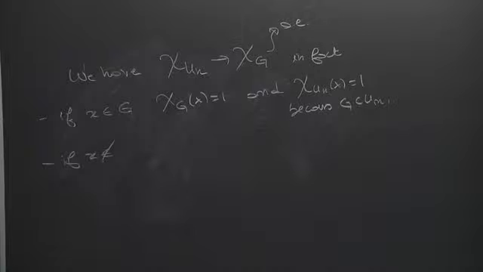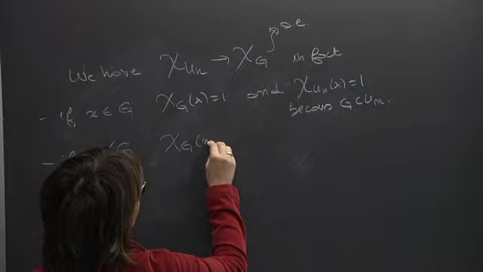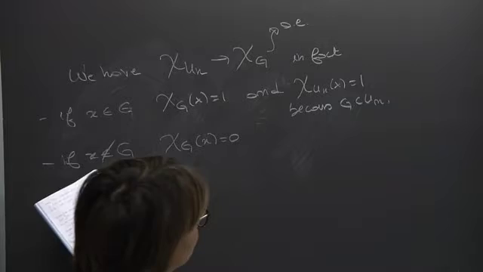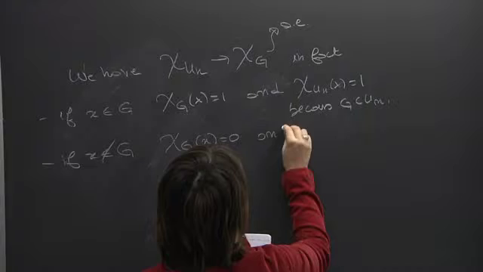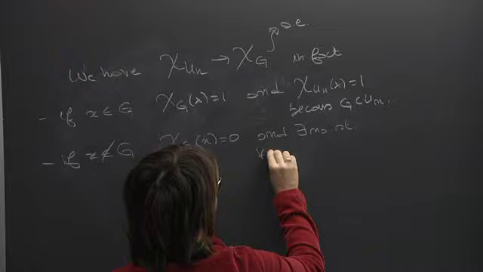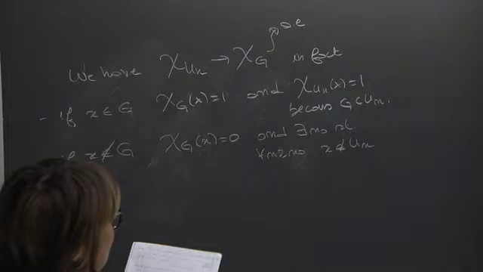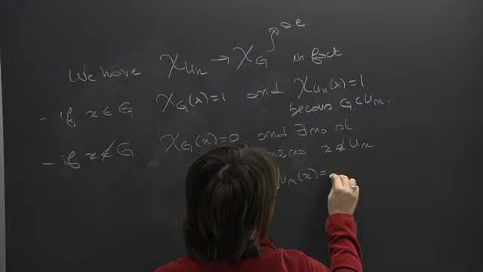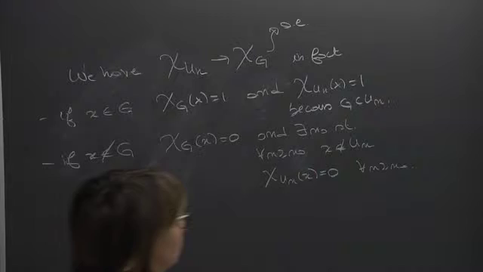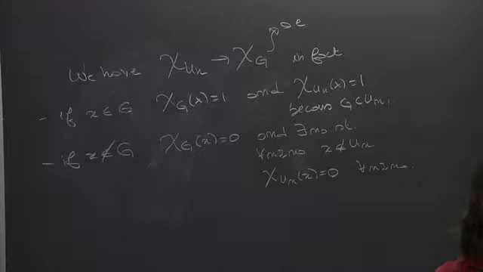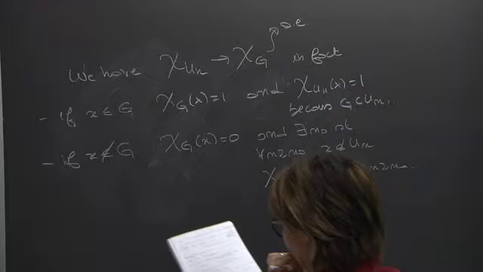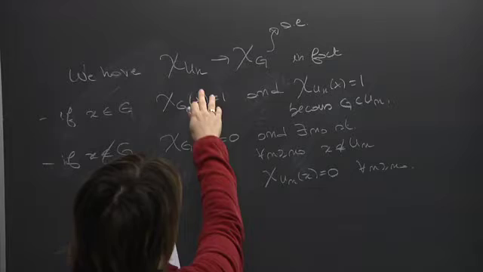Okay, so if x does not belong to G, then this, of course, is equal to 0. And if x does not belong to G, it means that there exists an index n naught such that for any n larger than n naught, x does not belong to U_n. So basically, the characteristic function of U_n at x is equal to 0 for any n larger or equal than n naught. Now, this sequence is a decreasing sequence, because the sets are decreasing.